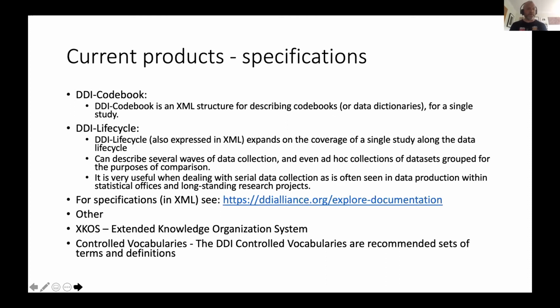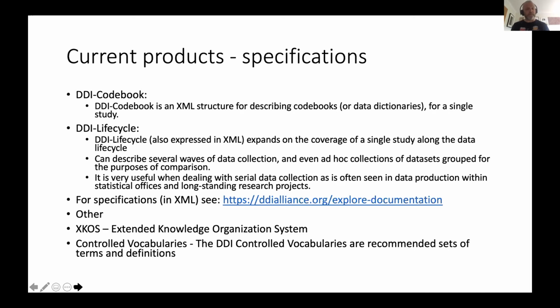The extension of that, the DDI Lifecycle product, came a bit later on. I think it was around about 2007. Both of these are XML based specifications. This tried to then start going, well, what if you have content that works across data sets or collections? So several waves of data collection, or even ad hoc collections of data sets for the purposes of comparison. So studies following people over time, what we might call cohort or longitudinal studies, tends to get used increasingly in statistical offices, larger research projects, particularly long-term research projects.